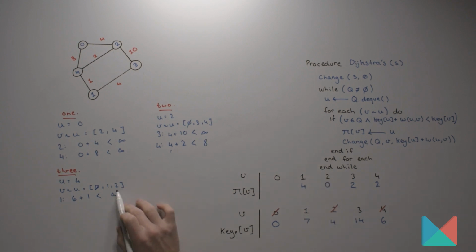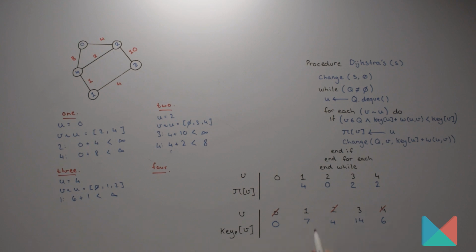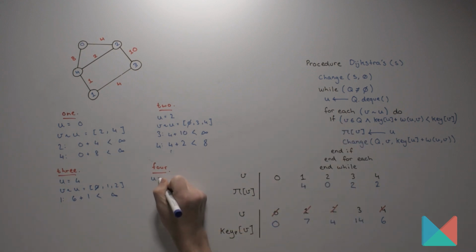And now we can check 2. So is 2 still in the heap? Well, no, it's just been DQ'd previously, so we can stop there. And that ends our third iteration of our while loop. And now moving on to our next iteration, 4. We are going to DQ our next smallest element, and we have 7 and 14 to consider. So 7 is obviously our smallest priority, and so we're going to DQ our vertex 1, and that means u is going to be 1.